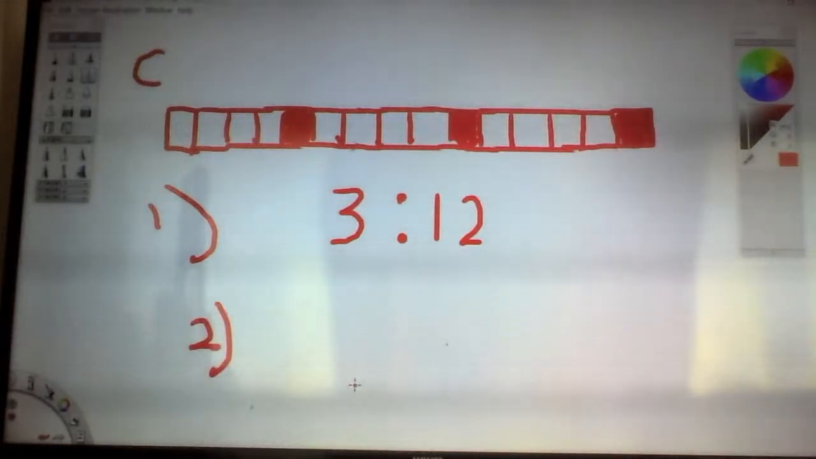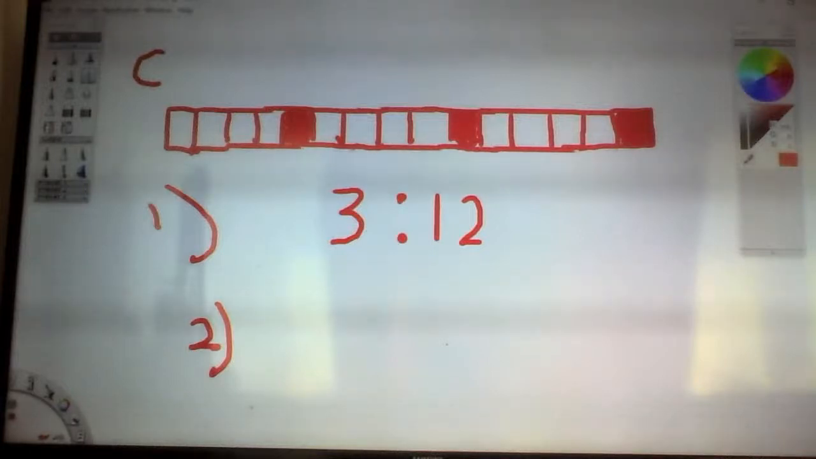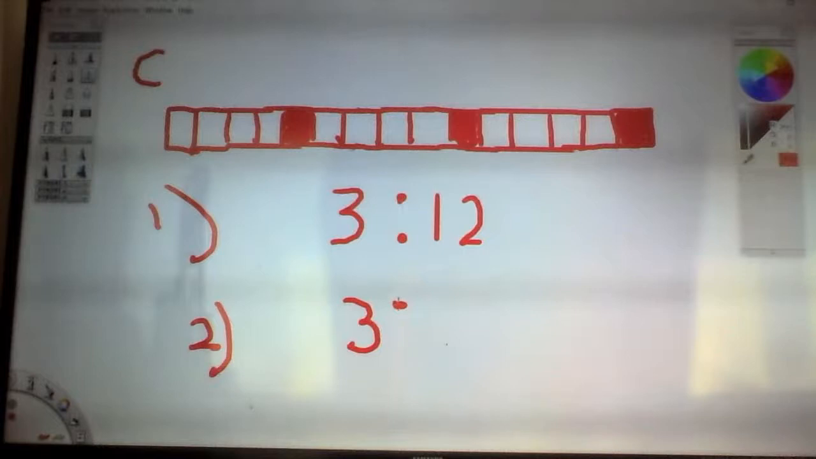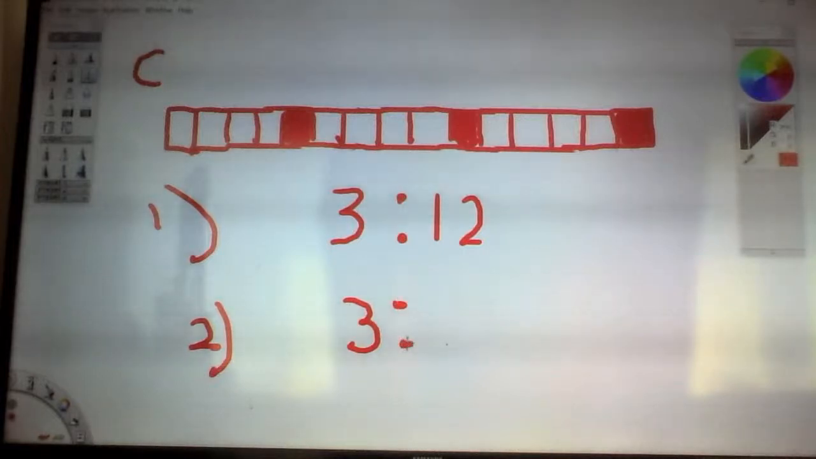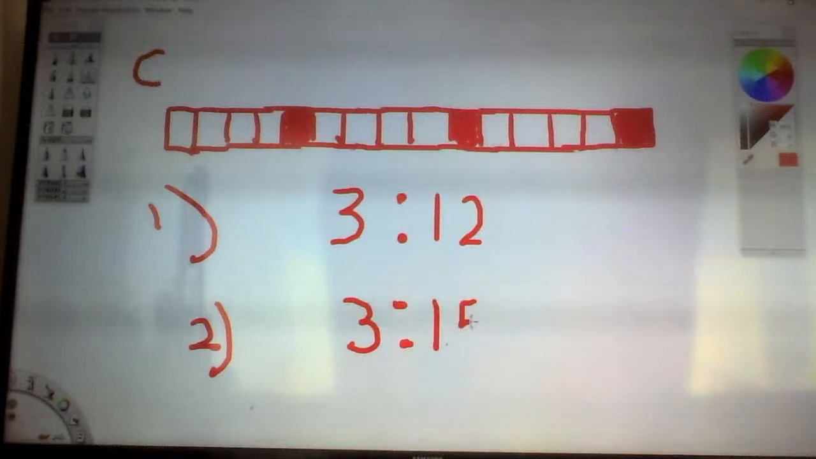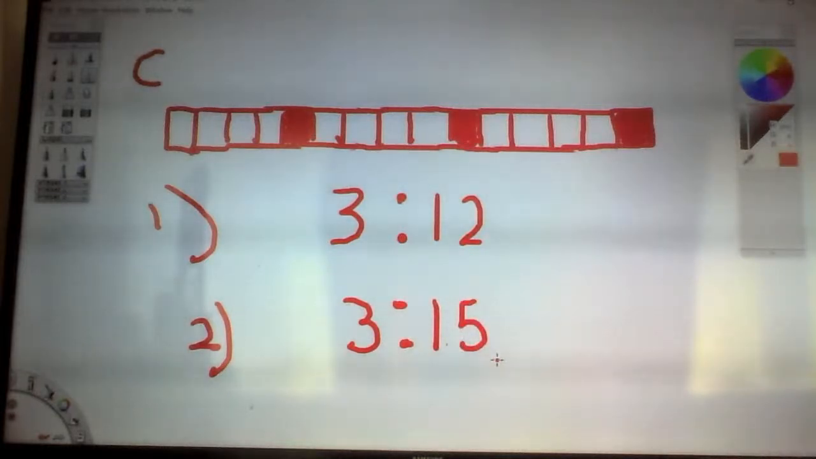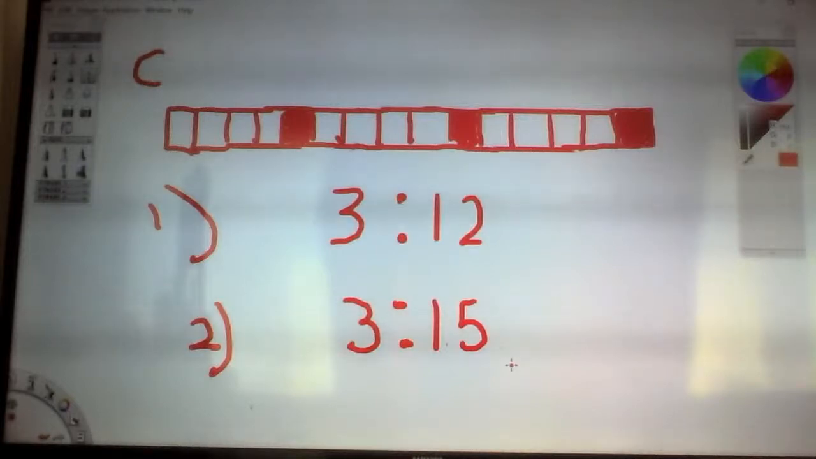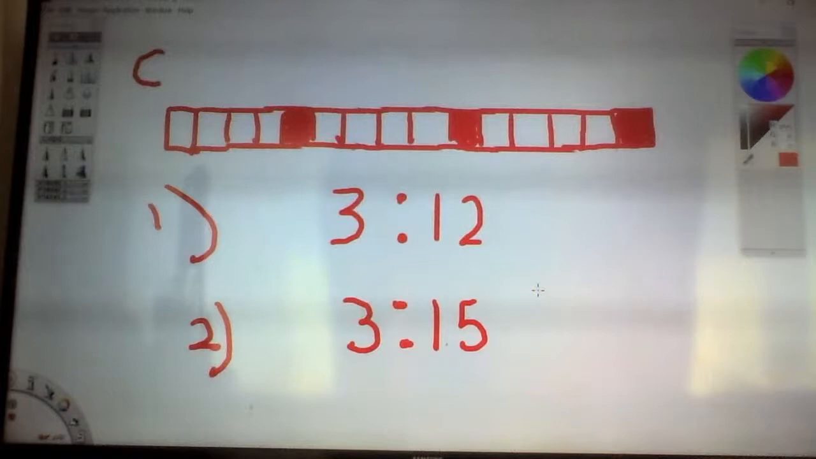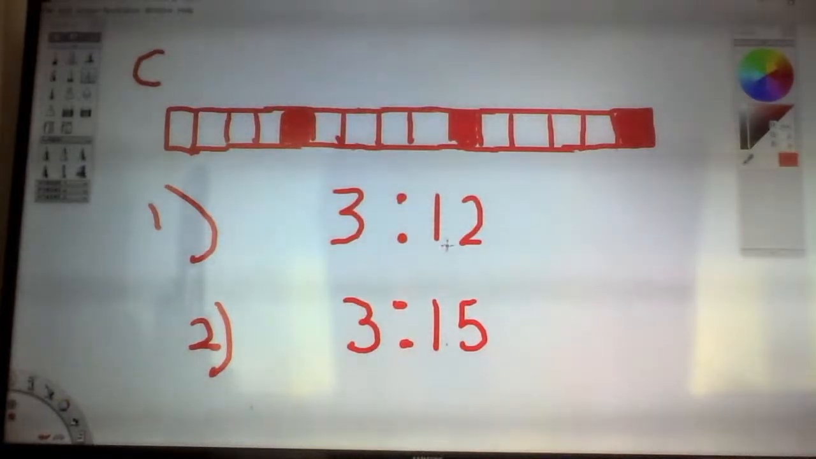What's the proportion of black tiles? 1, 2, 3. And so we've got 3, compared to the whole, is 15, isn't it? That should be the answer for what's the proportion of black tiles. 3 to 15.